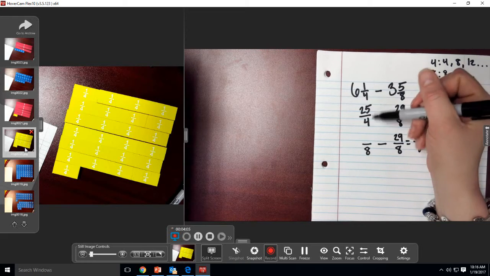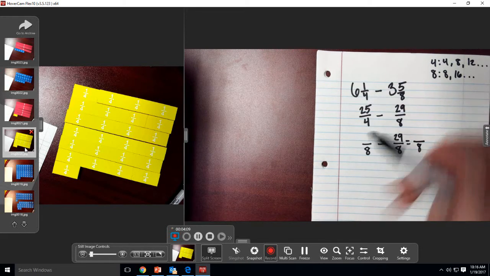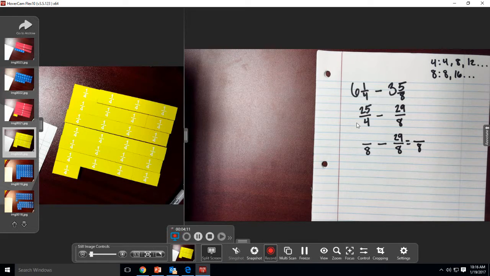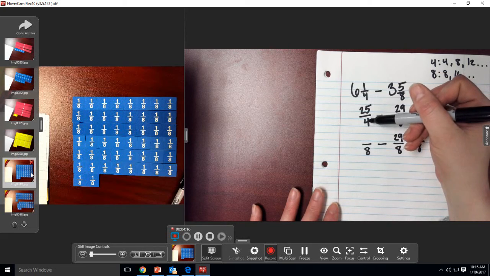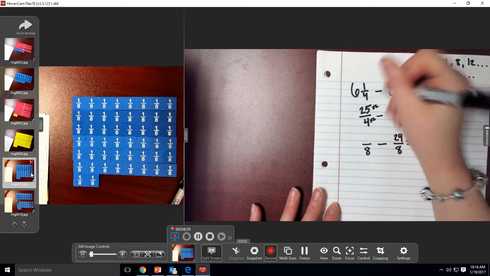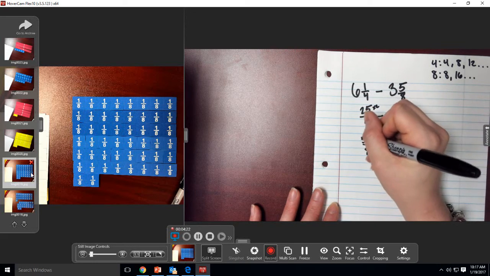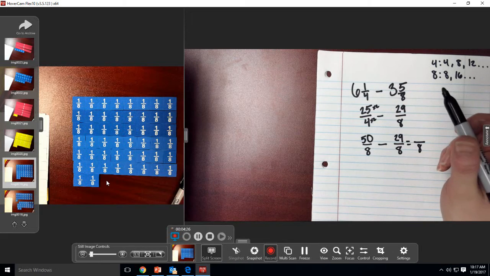So 25/4. I need to look at my 4 and figure out what I did to my fourths to make them into 8s. And what I did to 4 to make it into 8 was I took it times 2. So what I'm going to do is I took 4 times 2, and what I do to my bottom, I have to do to my top. So 25 times 2 is 50. And you can see over here on the left side of the screen, that is what it looks like.